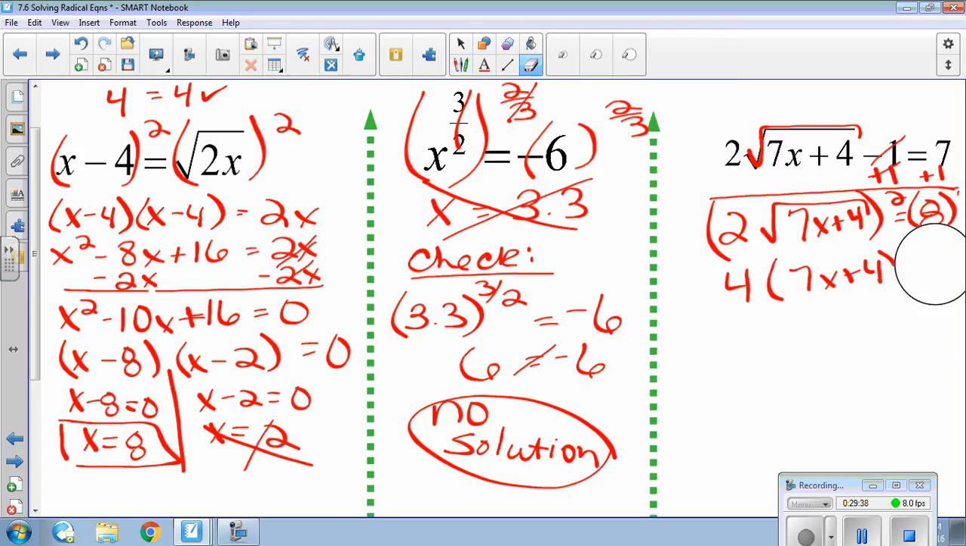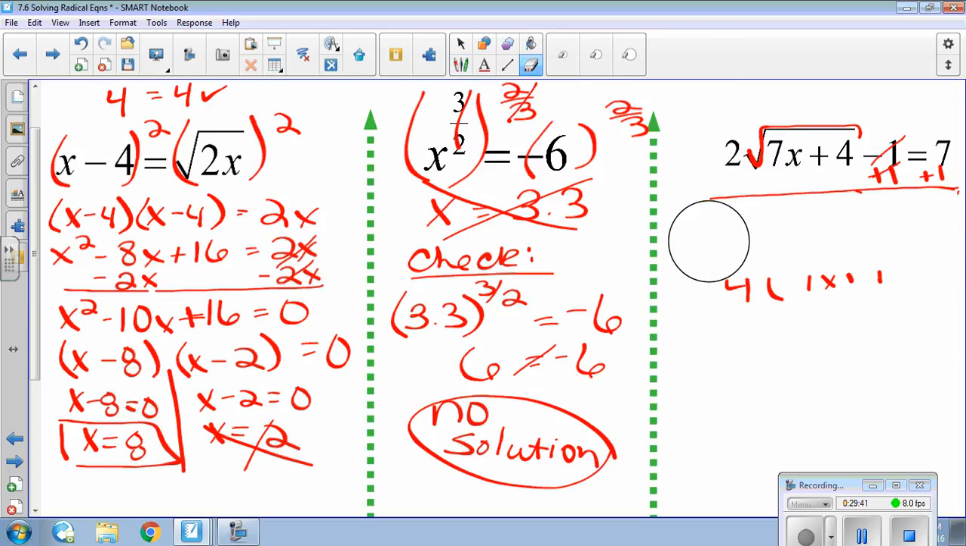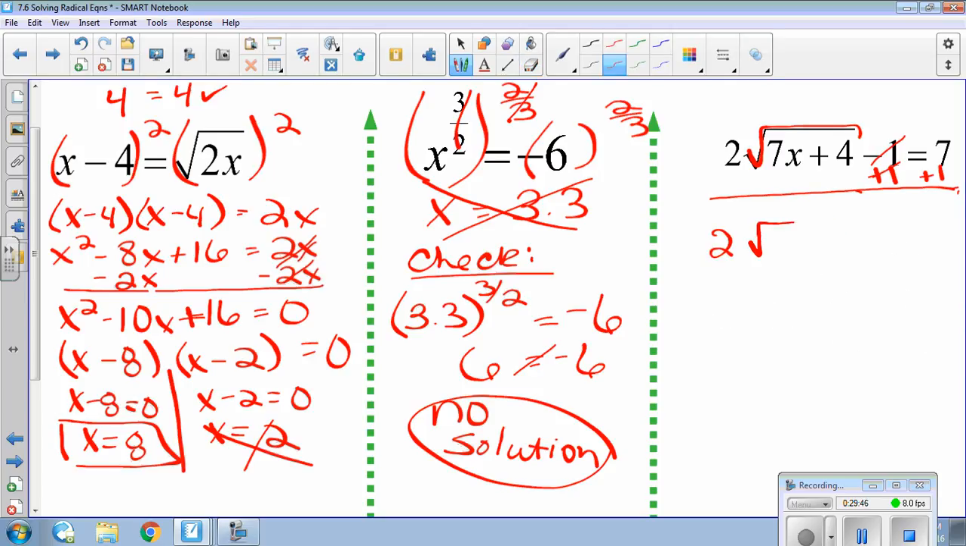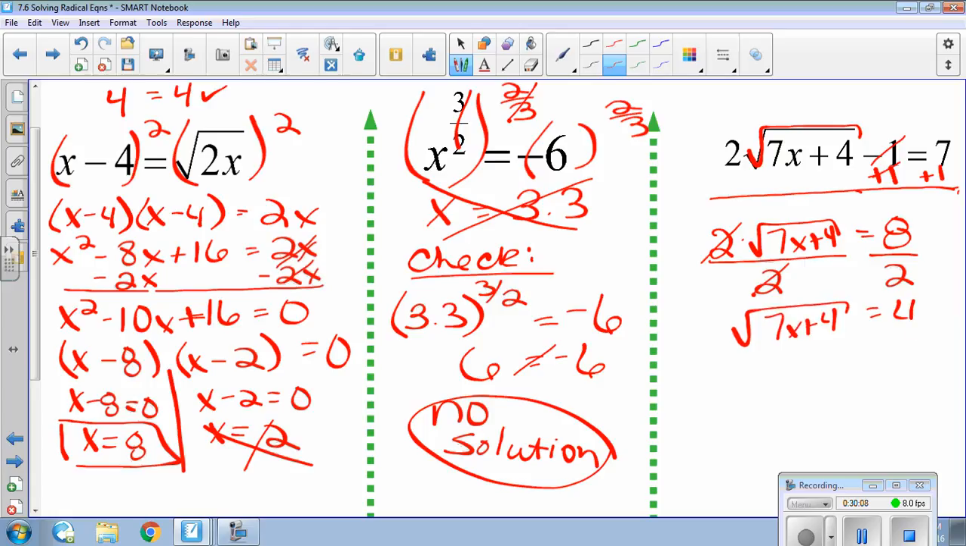But what you should do, I told you to get that radical by itself. So we have 2 times the square root of 7x plus 4 equals 8. Get that radical by itself, so divide both sides by 2. I like the reason. It was wrong. No, there was nothing wrong with it. I erased it just so I could do the second option. So 7x plus 4 equals 4. Now my radical is by itself, so now I can square both sides.